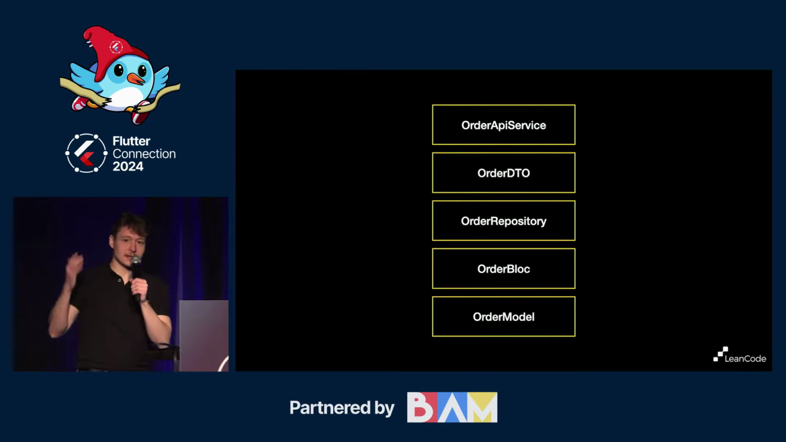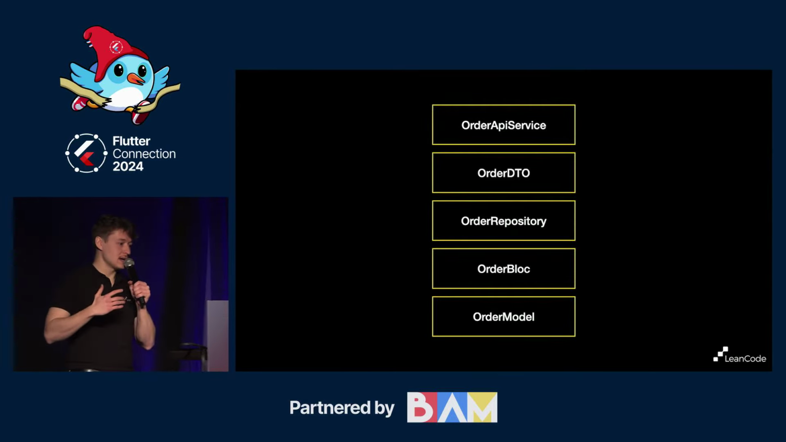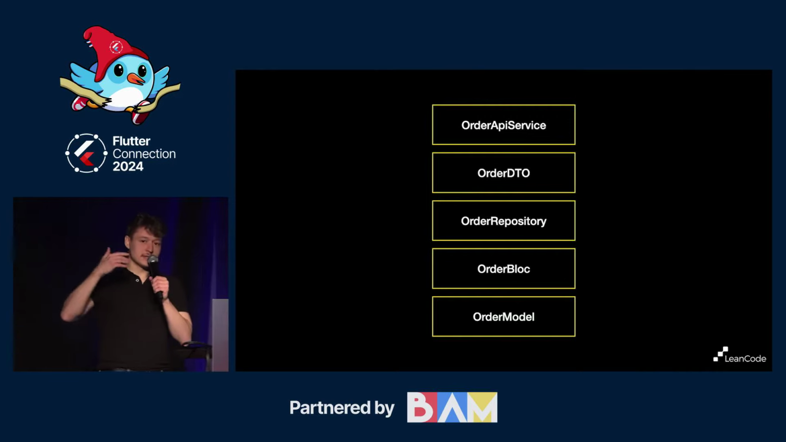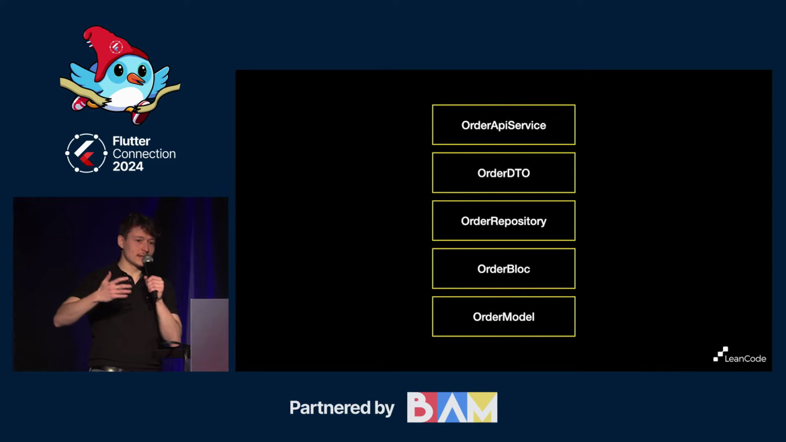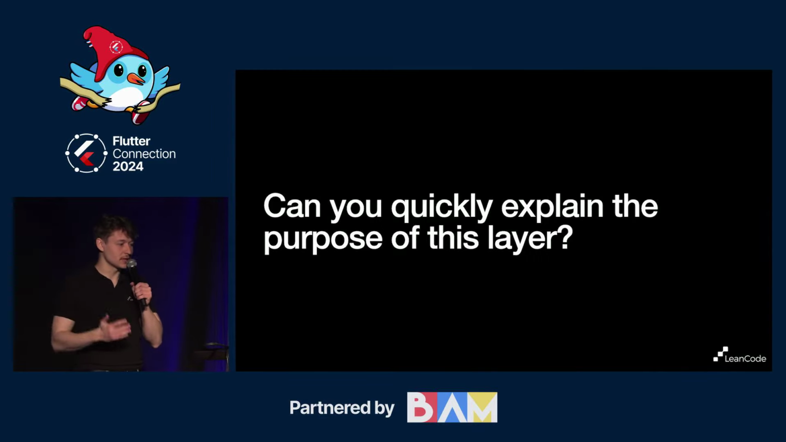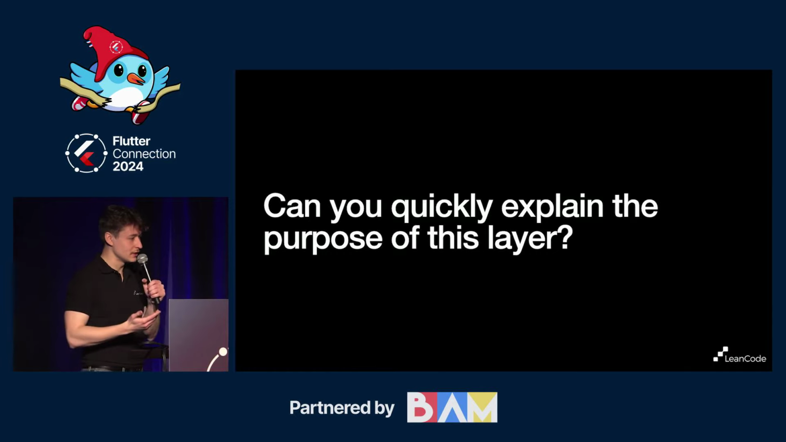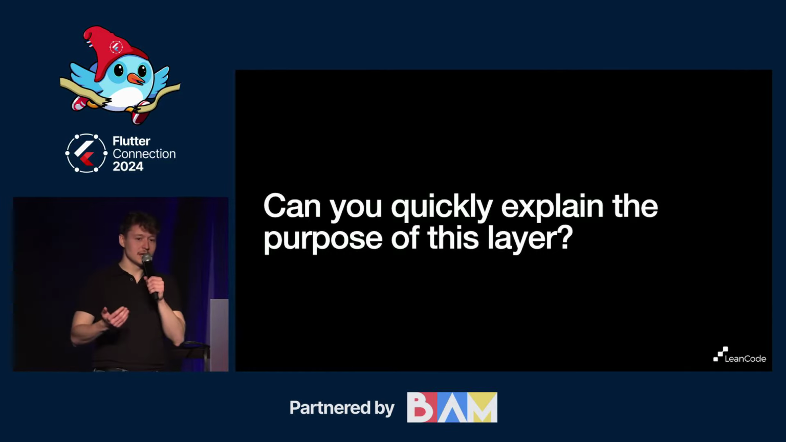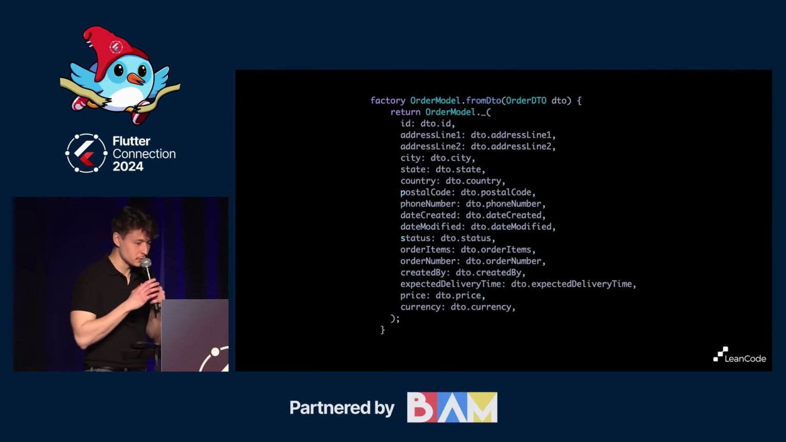For example, many times you can see a lot of diagrams and stuff like this, where you can see a lot of layers, a lot of abstractions, a lot of code that's noise around the actual functionality. And we should just ask the question, can you quickly explain the purpose of this layer? Because if you cannot do that in a couple of seconds, I would guess, then probably we can just remove it. You ain't gonna need it, like the popular saying in the software development world.